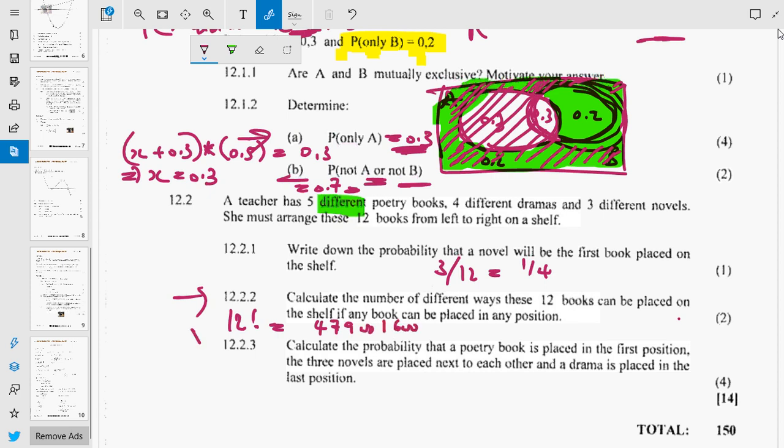479,001,600. And the last part of this question, I'm going to go in slow motion, because this question is extremely difficult.